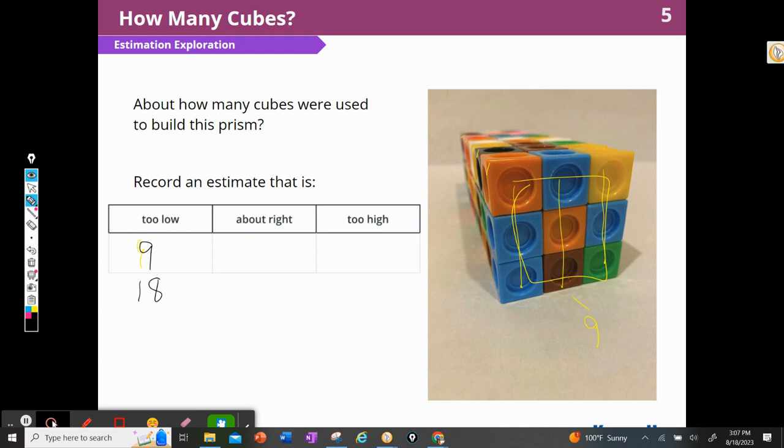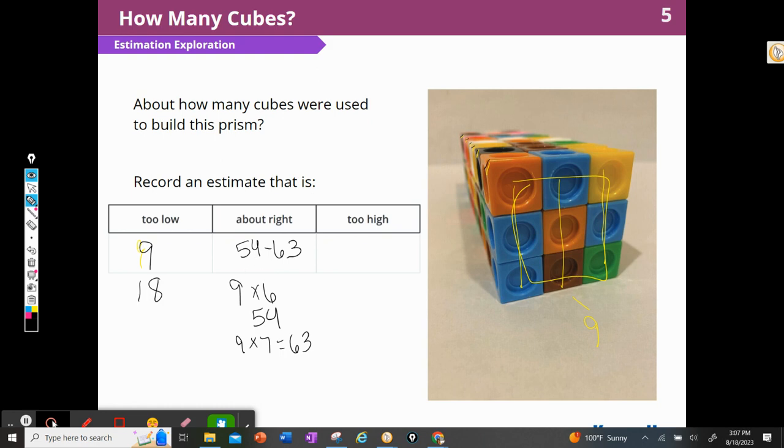What would be just right? About right. Well, there are 9 in each layer, and we counted 1, 2, 3, 4, 5, 6 layers. So it's hard to tell. Maybe 6 layers, that would be 54. There might be 7 layers, so 9 times 7, 9 in each layer and 7 layers, that's 63. I'm going to say about right would be between 54 and 63, because this is an estimate, so I can give a range like that.